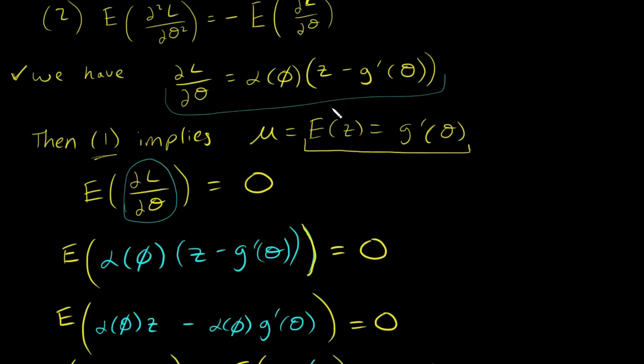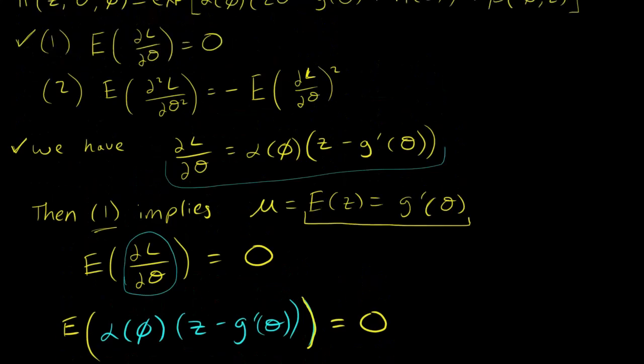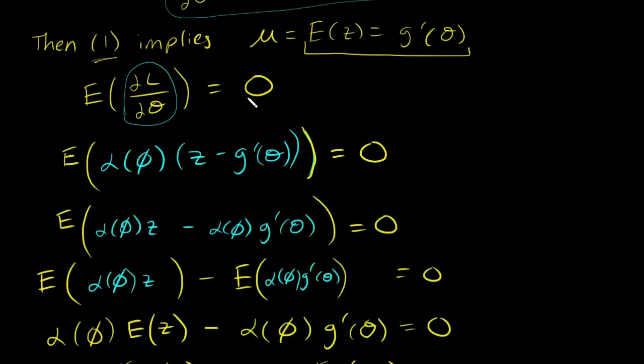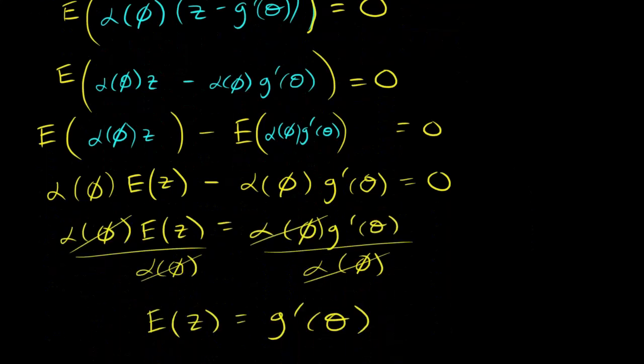So we can see now, basically I put together this information about equation 1 with this statement here, and I can see it's relatively simple to show that the expected value of z, which we define as mu, equals the first derivative of the function g with respect to theta. And that's what we've shown here.